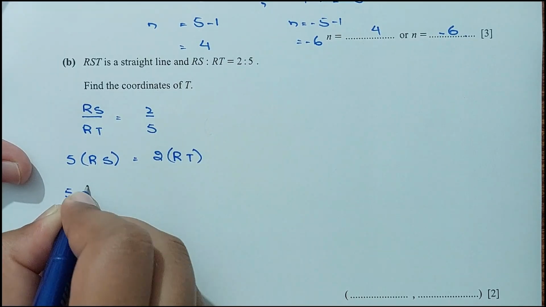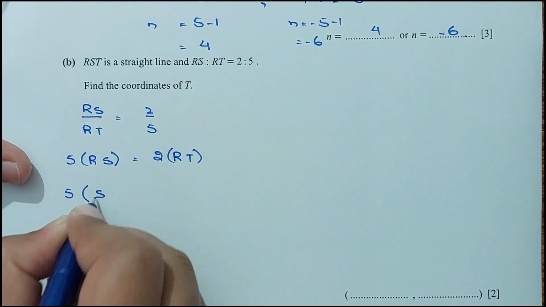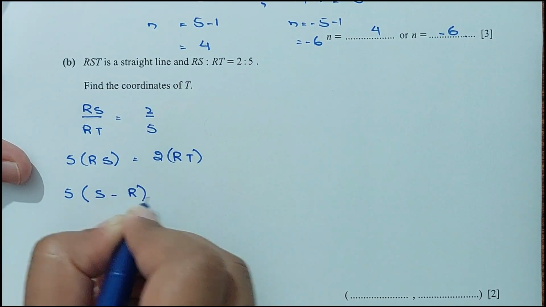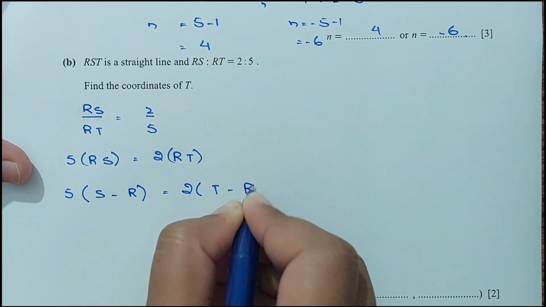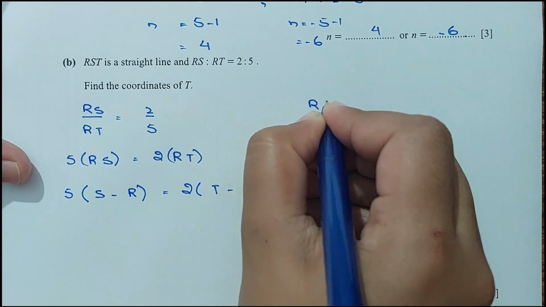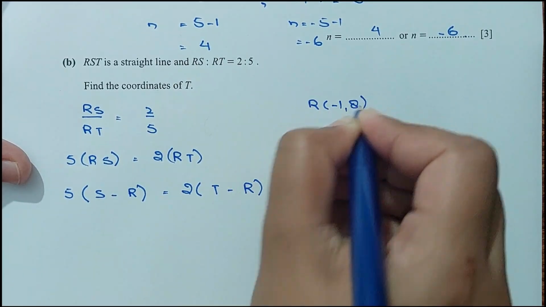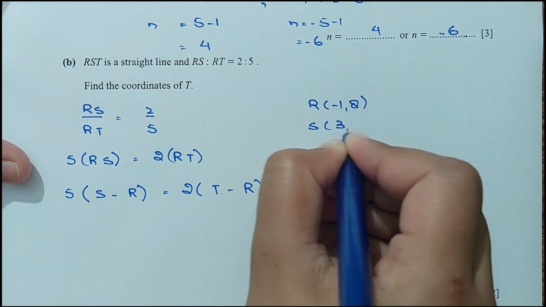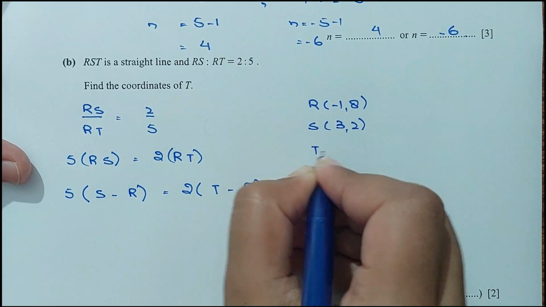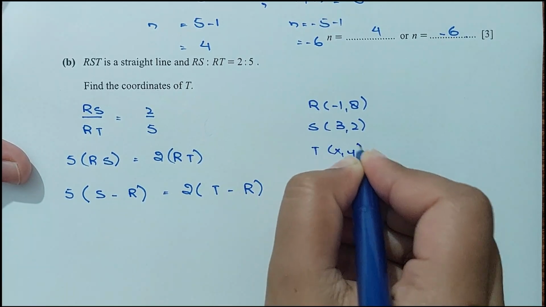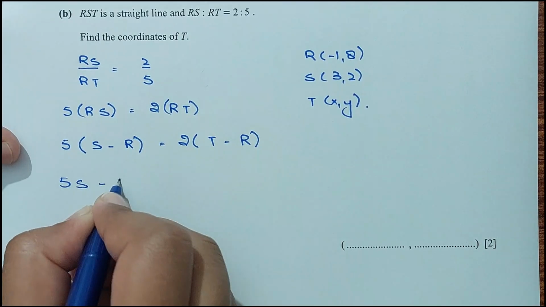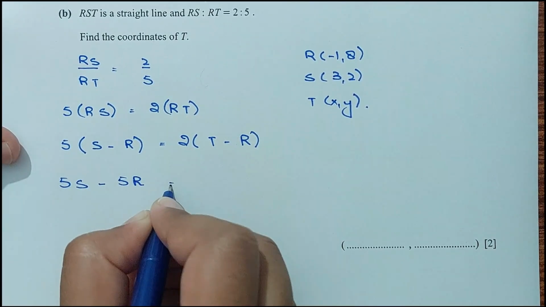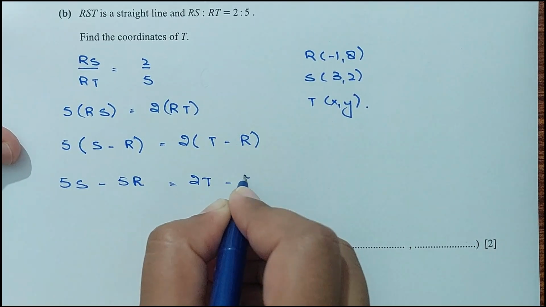So 5, what is RS? RS is basically S minus R. And 2, what is RT? Which is T minus R. Right? R we have given is minus 1, 8. S we have is 3, 2. And let's say the T is x, y. Right? So this is 5S minus 5R. This equals 2T minus 2R.